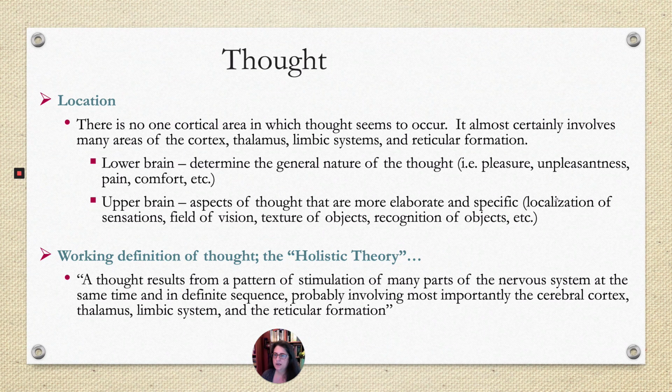Given that, our best definition of thought thus far is the holistic theory of thought. As you can see, there's a direct quote from your Guyton and Hall: Thought results from a pattern of stimulation of many parts of the nervous system at the same time and in definite sequence, probably involving most importantly the cerebral cortex, thalamus, limbic system, and the reticular formation. So again, this seems to be a holistic kind of pattern.